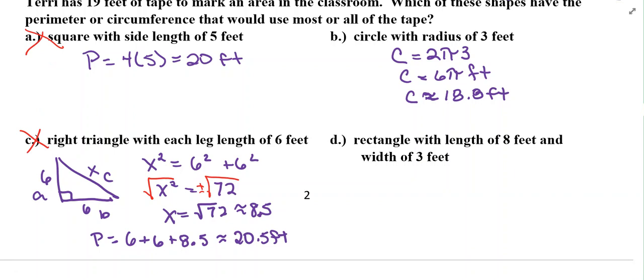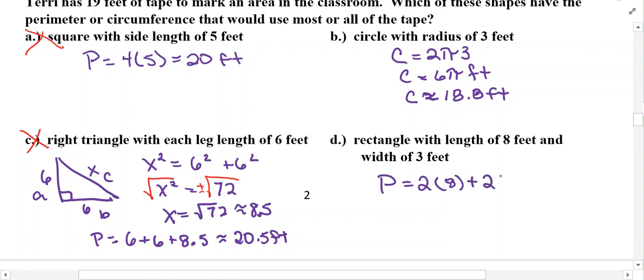So we have one last one to check, and that's a rectangle. So the perimeter would be 2 times 8 plus 2 times 3, which is 16 plus 6, which gives us 22 feet. So that rules that one out also. So our answer would be B.